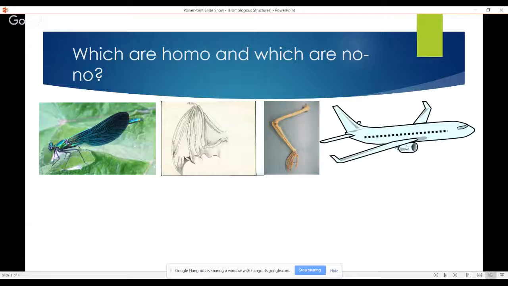Now, if we look at the jet, it can fly, but we remember that the damselfly, even though it could fly, wasn't homologous with these. And they're very different structures. None of them seems to match, so that is not a homologous structure either.